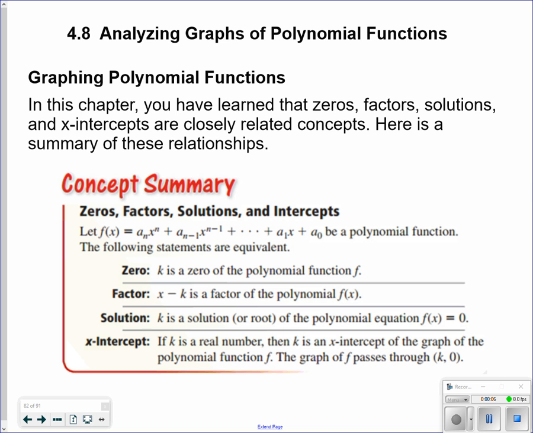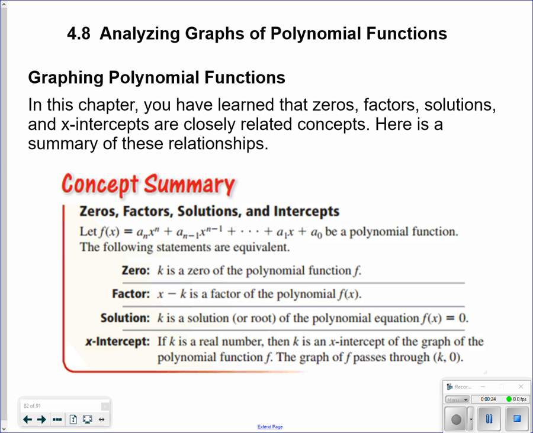We're going to go into 4.8, Analyzing Graphs of Polynomial Functions. This is not to say that a lot of this chapter isn't graph and calculator oriented, but this one really is graph and calculator oriented. So you really need to go step by step as we're going through this and hopefully get an understanding of what the calculator is doing for you.